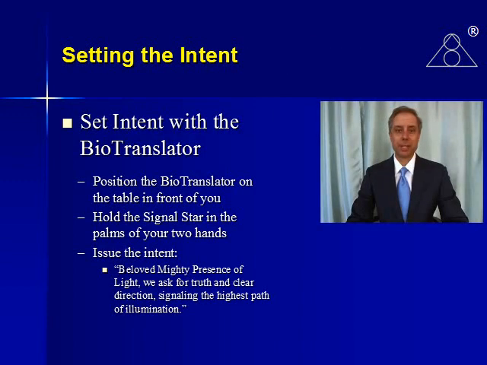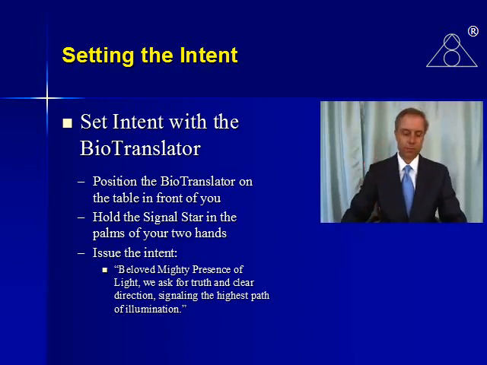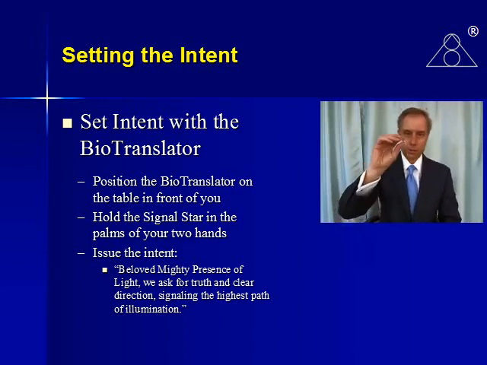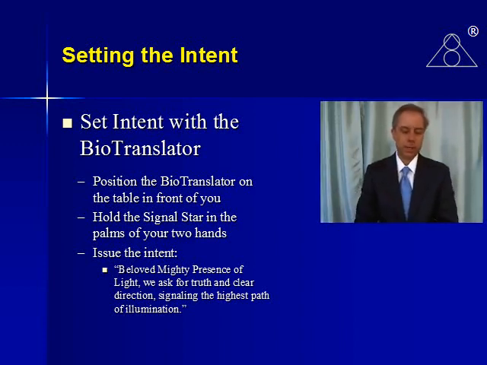In this lesson, we begin our first exercise with the signal star. But we have to do something even before that, and that is we set the intent using the biotranslator. So have the biotranslator on the table in front of you. Then take your signal star, hold it together in the palms of both hands. Then you will issue the intent. Beloved mighty presence of light, we ask for truth and clear direction, signaling the highest path of illumination.